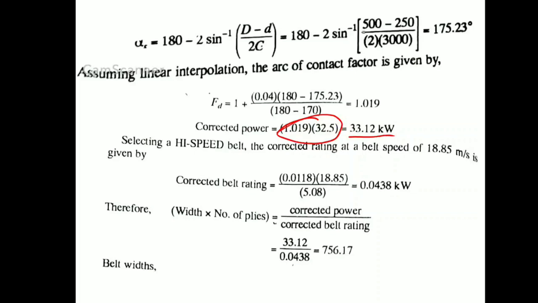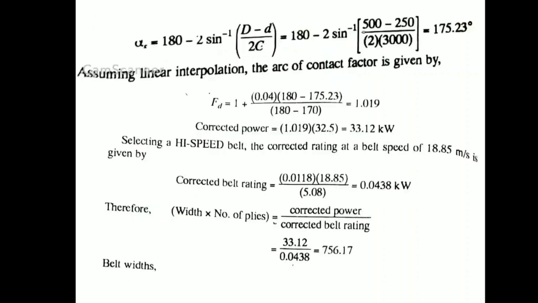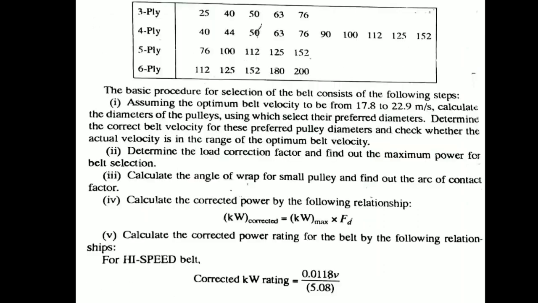Now, which type of belt are they using? Is there any indication they have given? No. Either high speed or not? No. So we can assume high speed, and we have to write for high speed belt. For a high speed belt, we have to take the corrected power rating. Now the corrected power we have calculated. The corrected power rating is 0.0118 into velocity divided by 5.08.